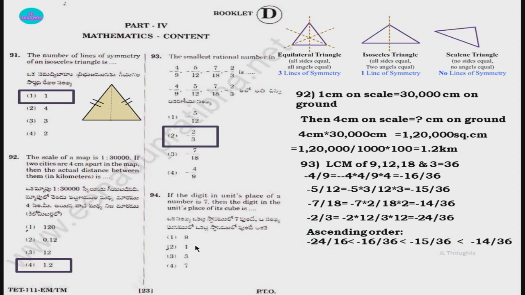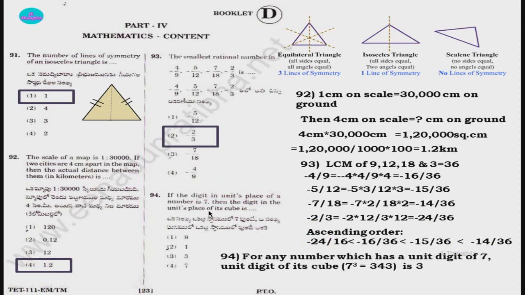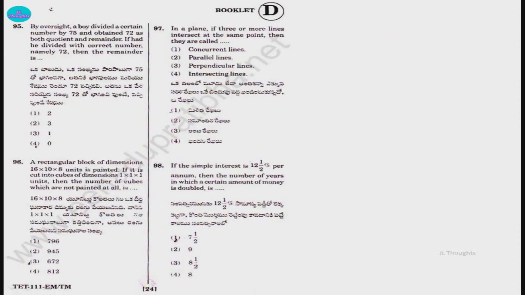Now next, question 94. If the digit in the units place of a number is 7, then the digit in the units place of its cube is. So what is 7 cube? 7 cube is 7 into 7 into 7. 7 sevens are 49, 49 sevens are 343. So what is the units place? Units place is nothing but ones place. What's the ones place? We'll get 3. So answer here is 3.